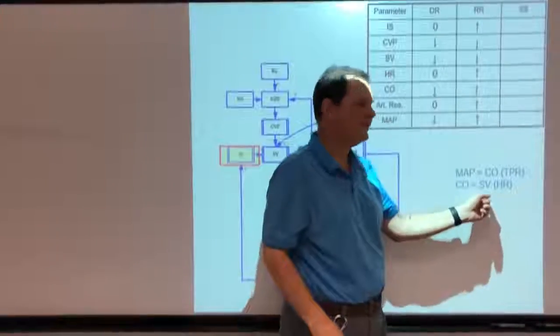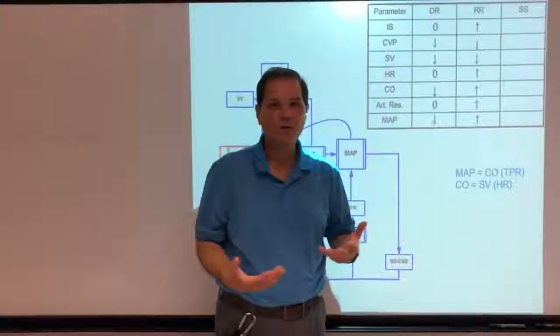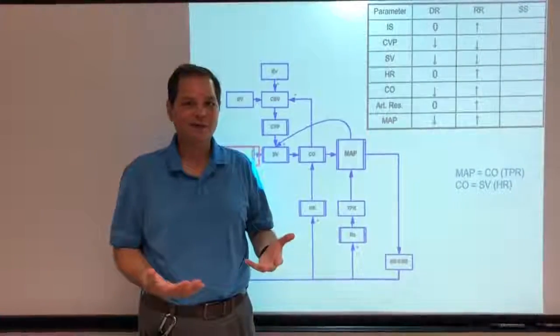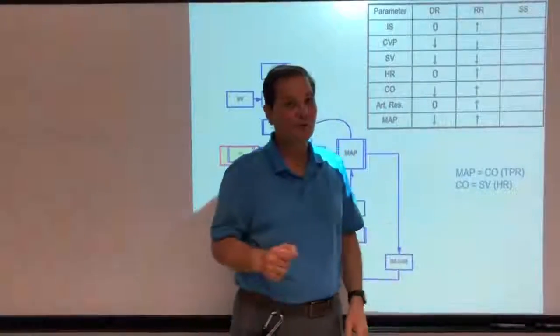Stroke volume fell, but that's okay. One of these two has to go up in order for it to be consistent. So that check holds, and it's an indication that we did it right. It's not 100%, but if that check doesn't hold, then we know we did it wrong.